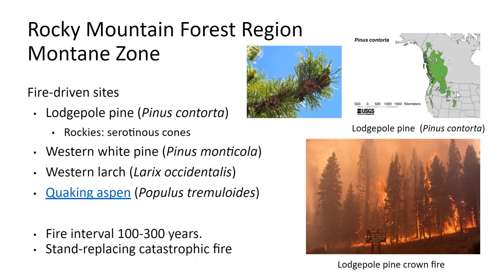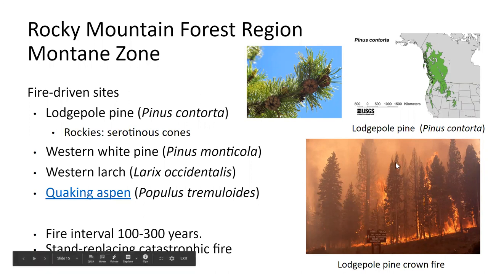And then in addition to the lodgepole pine, we have western white pine, Pinus monticola, western larch, Larix occidentalis, and quaking aspen, which maybe surprises you, Populus tremuloides. Quaking aspen, I just mentioned, is very extensive. It's also a very thin-barked species, and so it's not resistant to fire, but it's often an early successional species following fire. The fire interval in these areas is longer than the fire interval in the Southeast. They think 100 to 300 years. And the type of fire that we're talking about here for lodgepole pine is a stand-replacing catastrophic fire. Looking at this photo of a lodgepole pine crown fire, you can see it retains branches all the way down to the ground. This acts as a fire ladder, pulling the fire up into the canopy.